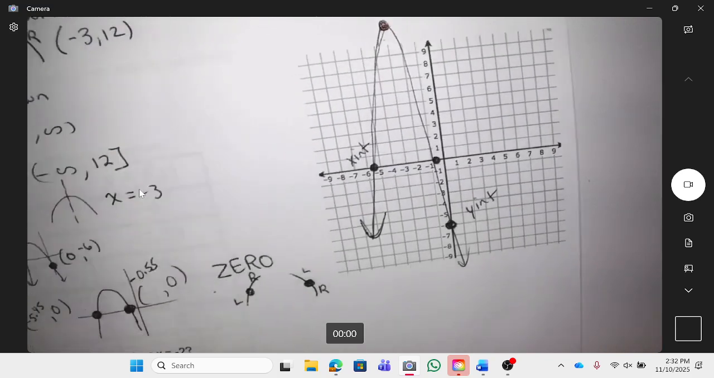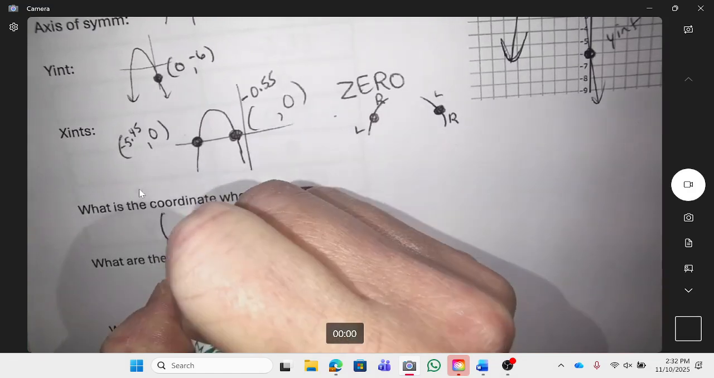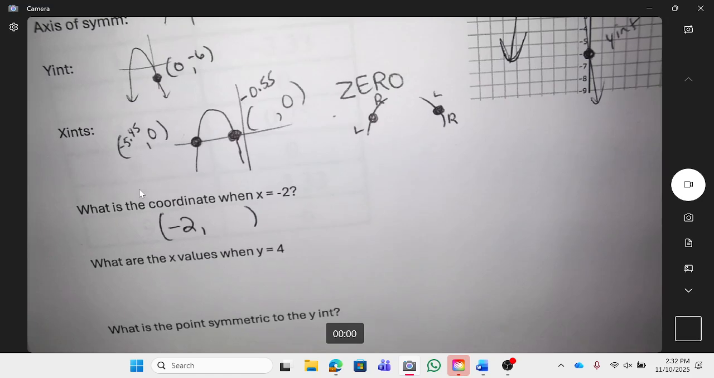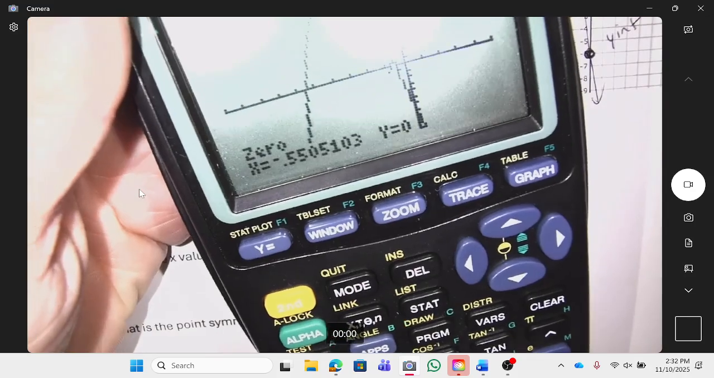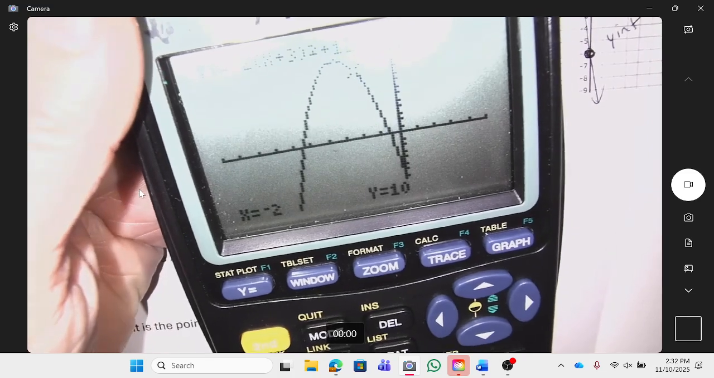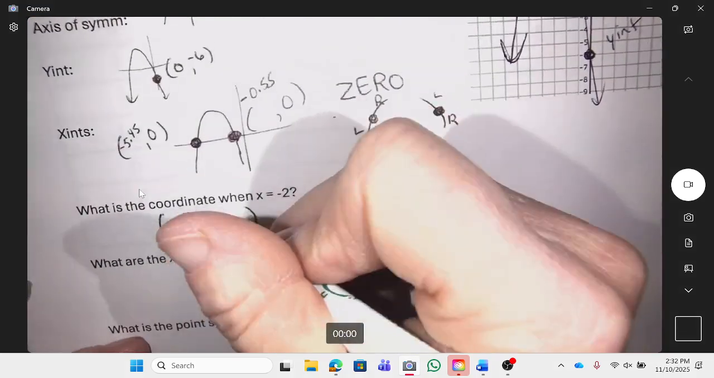Okay, good. Sketching now. What's the coordinate when x equals negative 2? So negative 2, comma, I have half the coordinate already. How do I find the full coordinates if I know the x value? What's the process? If you know the x value, tell it to go there. As long as you have your mouse going, negative 2, enter. Boom, it goes there. You can just tell your mouse to move to any x value.